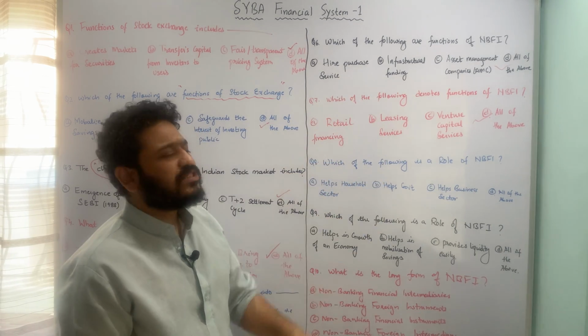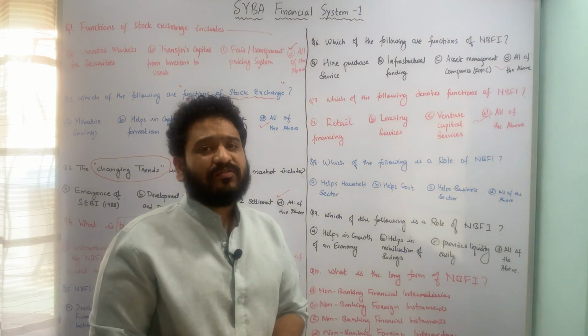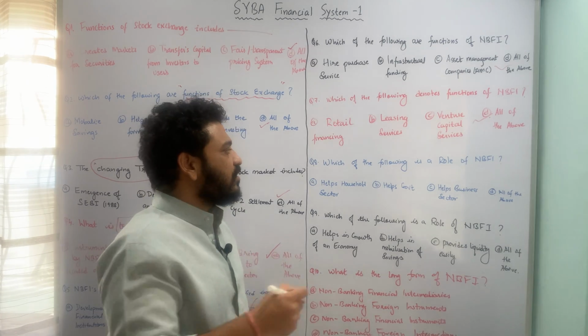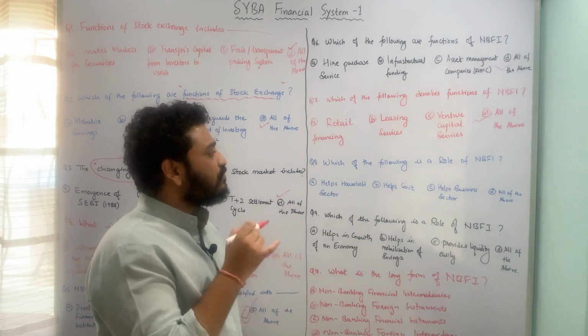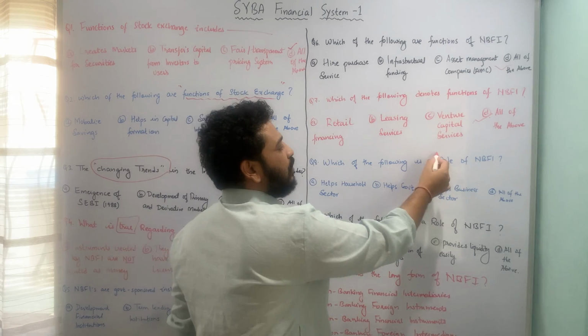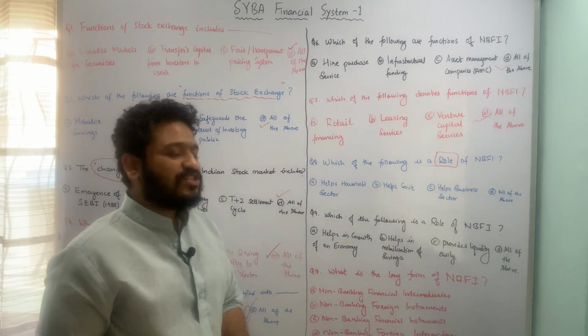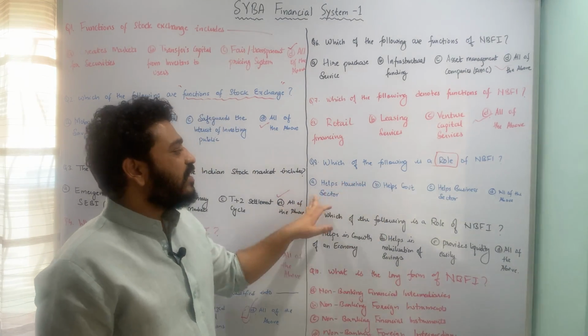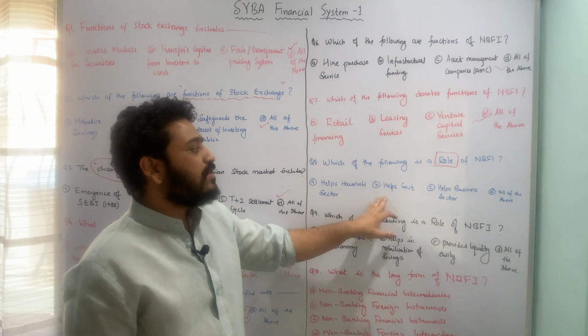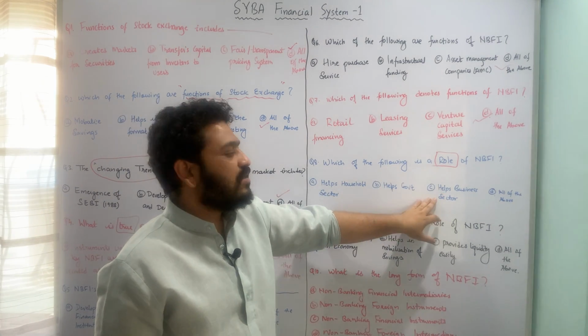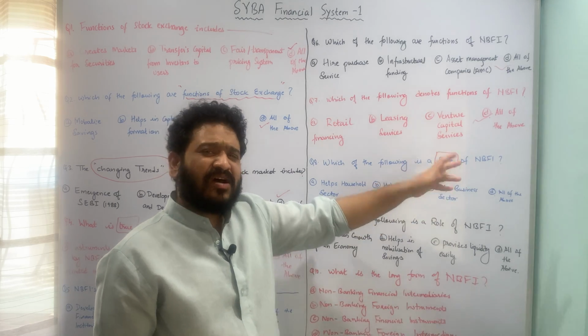Let us now move to the next question, which is talking about the role of non-banking financial intermediaries. And the question is framed in this fashion: which of the following is a role of non-banking financial intermediary? And the underlying options are: it helps the household sector, it helps the government sector, and it helps business sector. And the last option is all of the above.